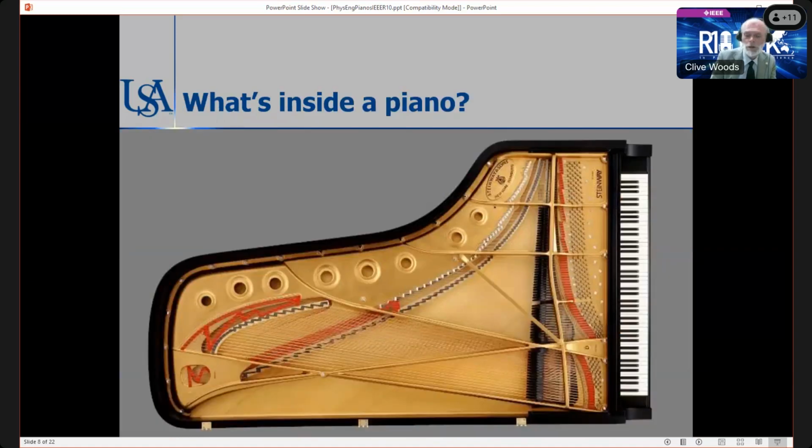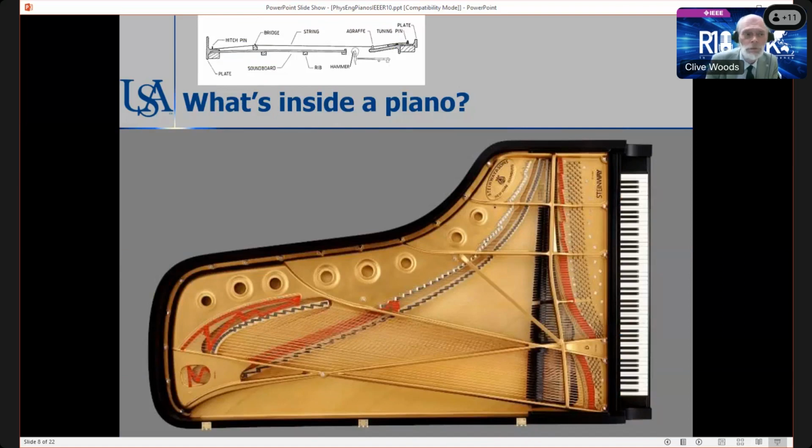So let's have a look at what's inside a modern piano. This is a Steinway D concert grand, and you probably know the basics. A piano consists of a stretched string, and it's fixed to an iron plate at one end with a hitch pin. It's fixed to the iron plate at the other end with a tuning pin, and you turn the tuning pin to adjust the tension.